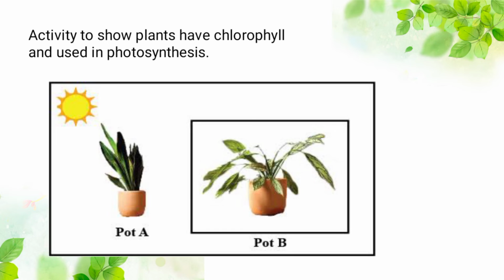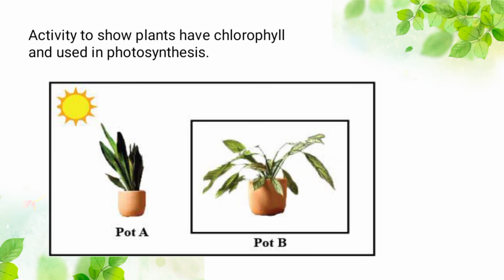So here we have an activity. Here are pot A and pot B. Two pots are taken which have plants in them. The pot A plant is kept in the sunlight, and the pot B plant is kept in a dark room. So what happens? Pot A remains fresh after 2 or 3 days, but after 2 or 3 days the pot B plant gets dried and dies.